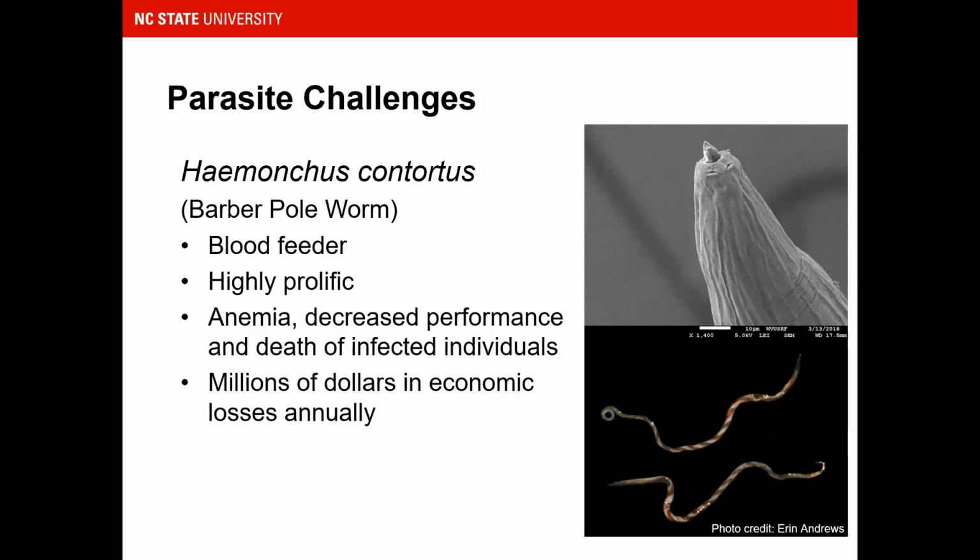This worm is highly prolific. It can release thousands of eggs in a given day. In our sheep and our goats, we see anemia as a classic symptom of Haemonchus infections, decreased performance, and then death in severely infected individuals. This parasite accounts for millions of dollars in economic losses annually, both from decreased performance as well as the death and the loss of sheep.